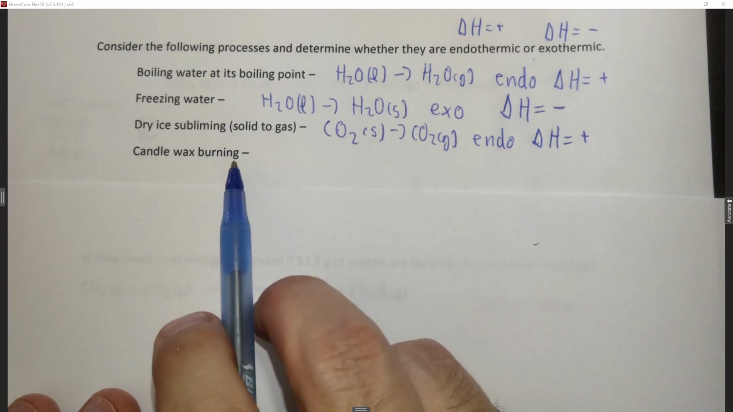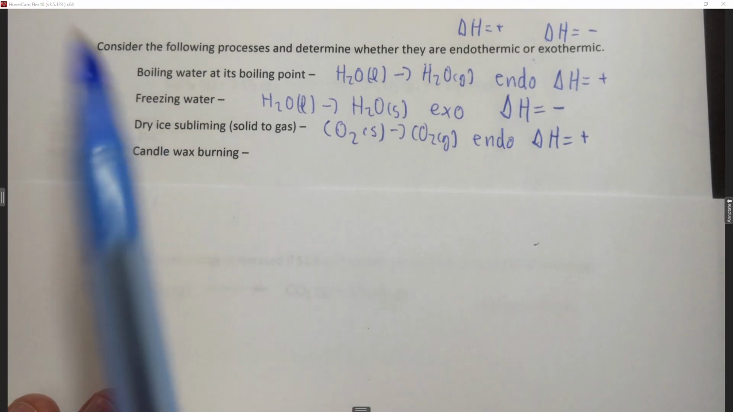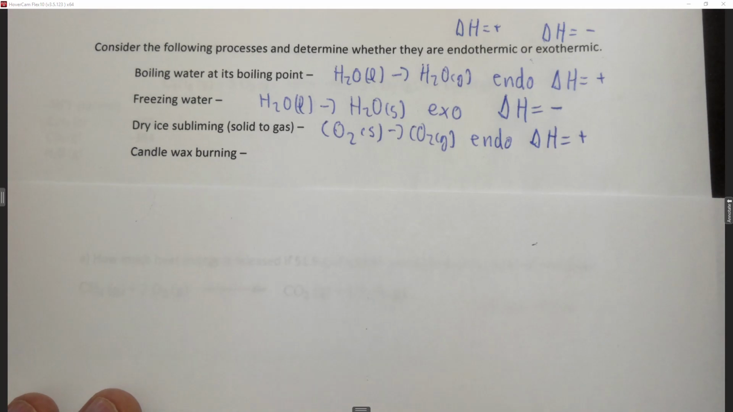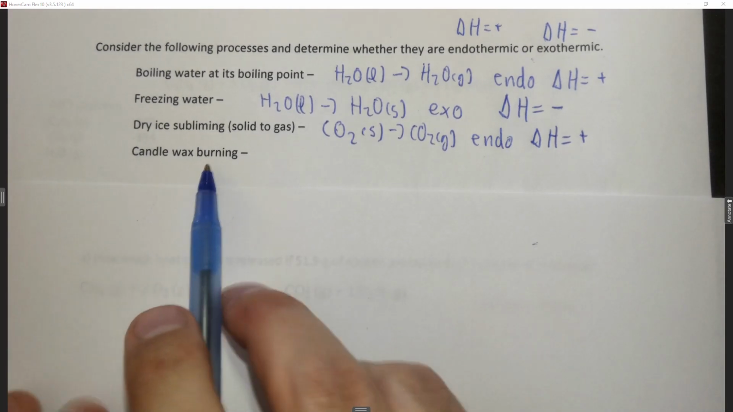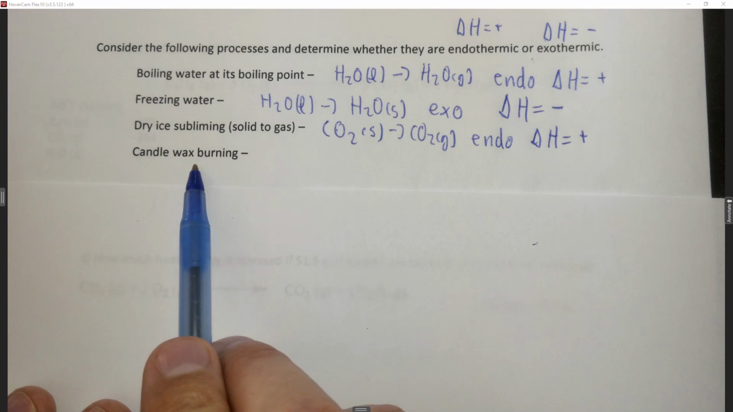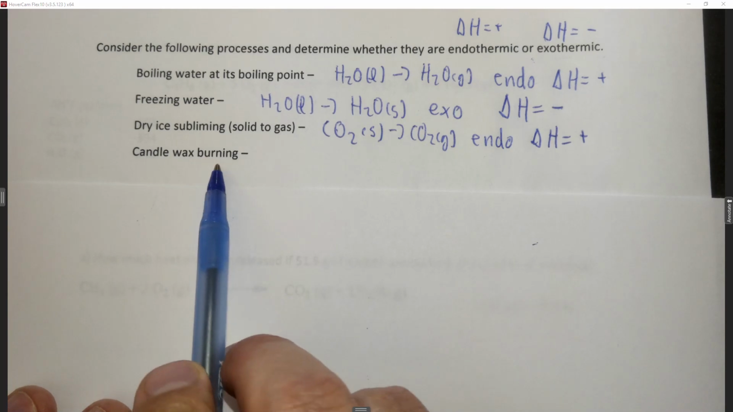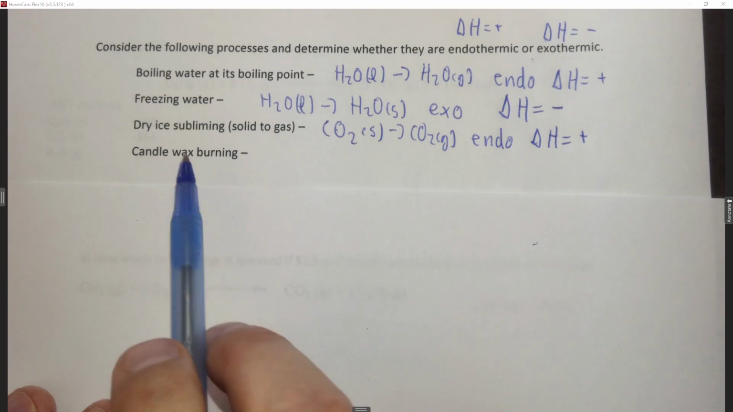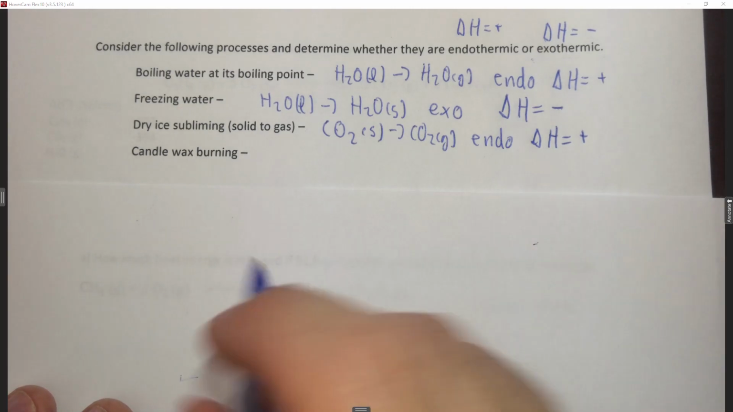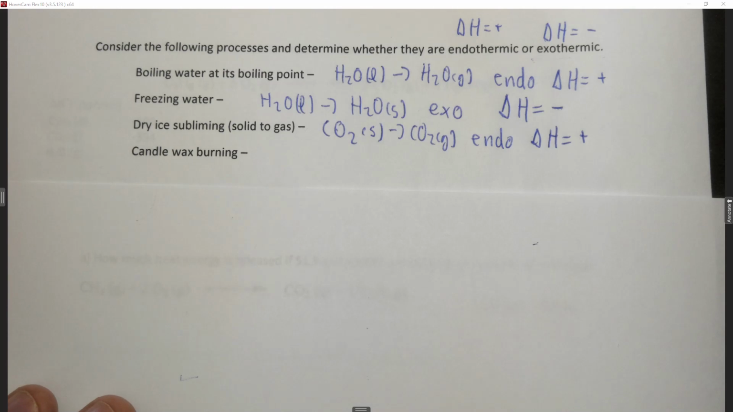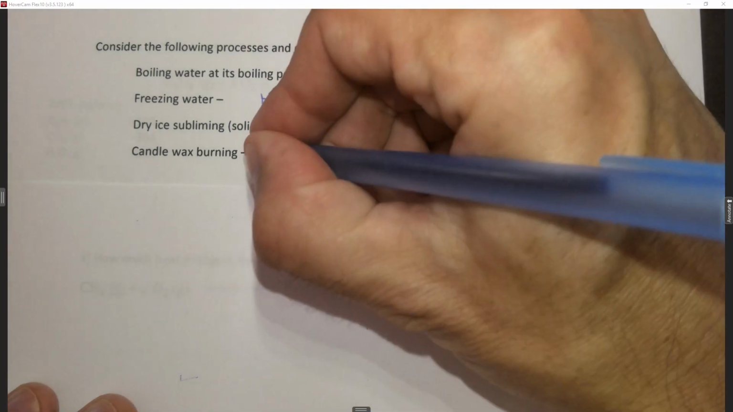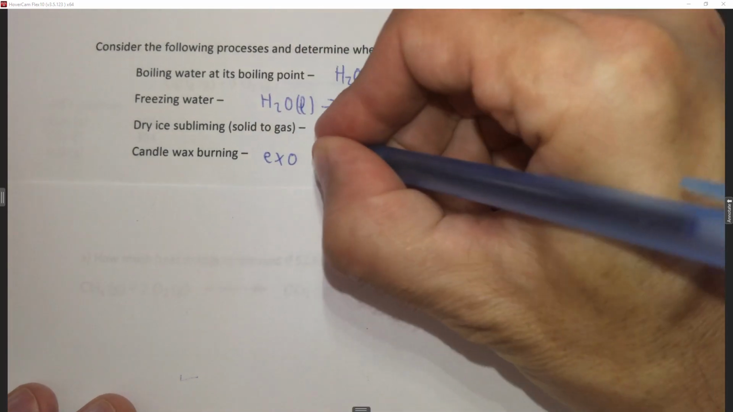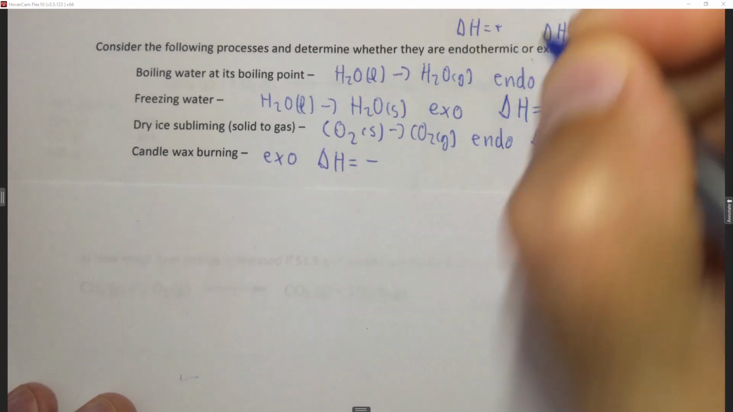Candle wax burning. Do not think about when you initially start the fire. That's basically the activation energy. What you want to think of is the candle is already burning. Is that endothermic, where you have to put heat in to make that happen, or is that exothermic? Heat is coming off. Of course, when a candle is burning, heat is coming off of it. So this is an exothermic process. Delta H is negative.